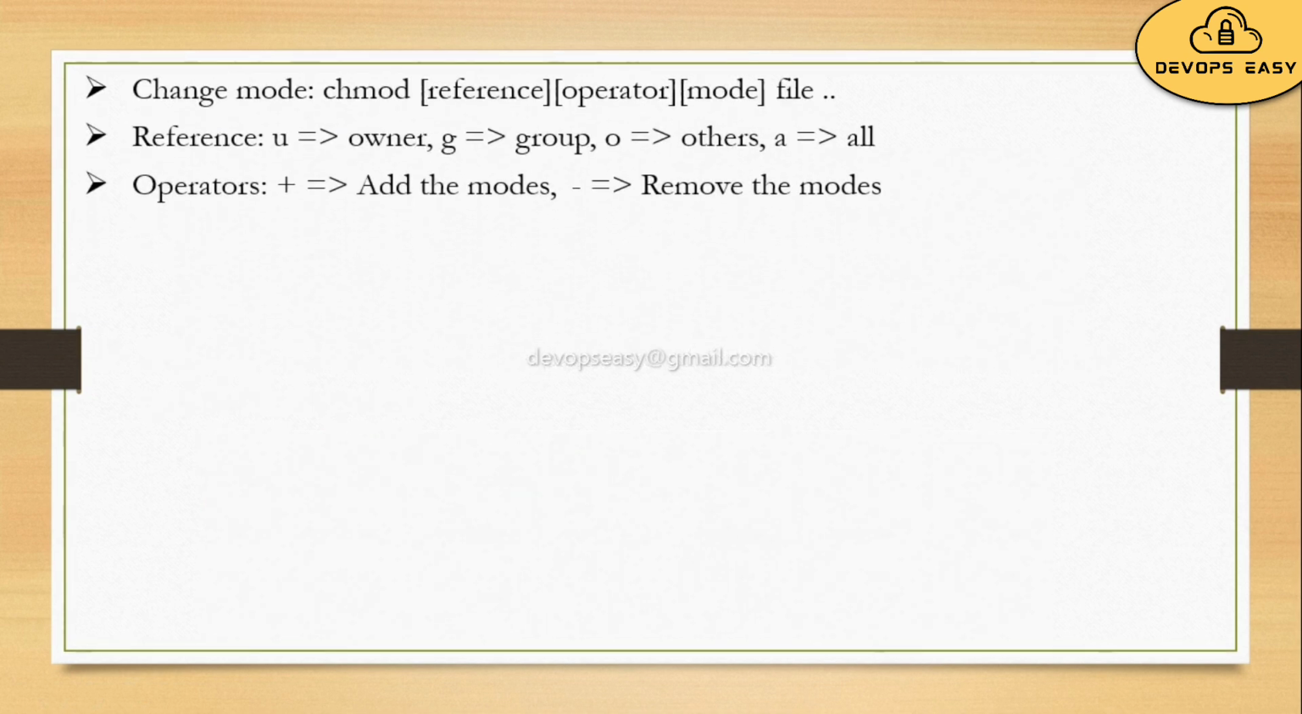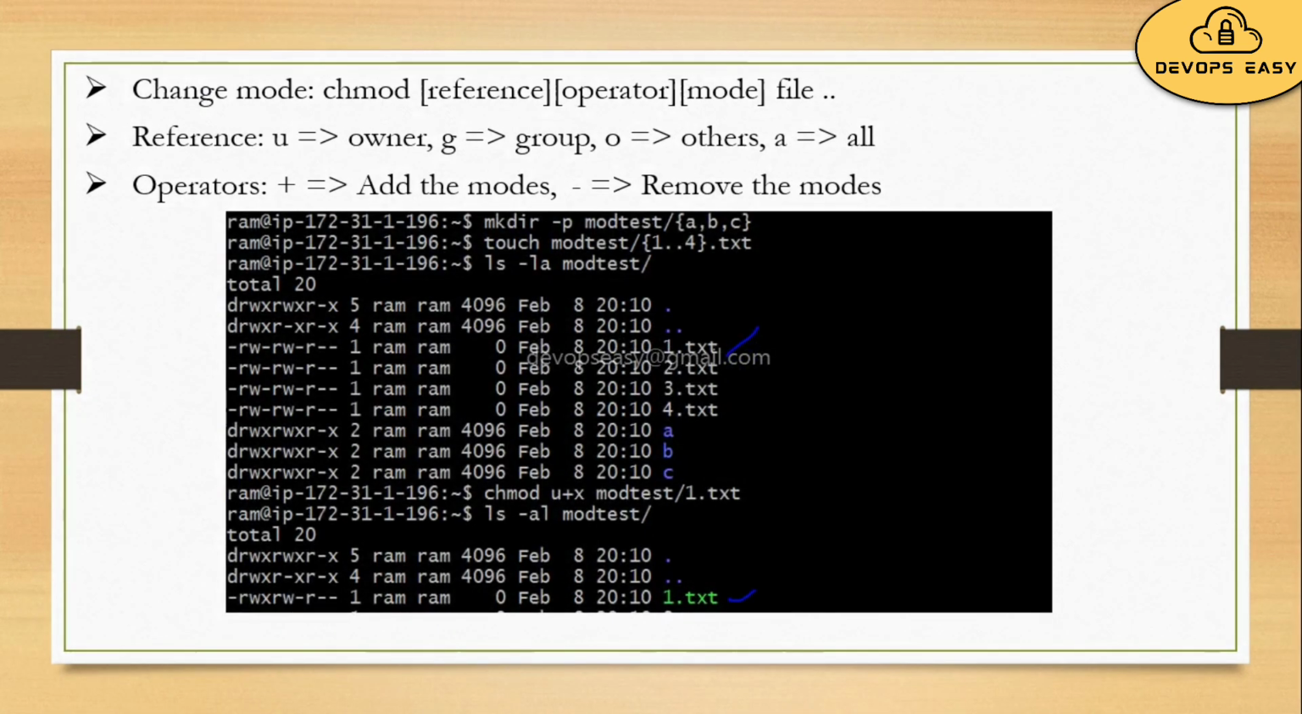Okay, now chmod. I have shown you chown, right? Ownership. If you want to change the mode, which is chmod, u will be the owner, g will be the group, o will be the other, a nothing but all. So there will be operators. Plus operator is add, minus will be remove.